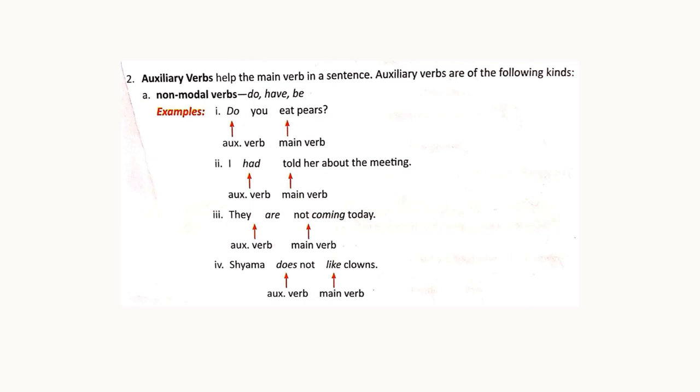Auxiliary verbs are helping verbs. For example, do you eat pears? Here do verb is auxiliary verb and it is an interrogative sentence. Eat here is the main verb and do verb is helping the main verb to frame the interrogative pattern. So do is here non-modal auxiliary verb.